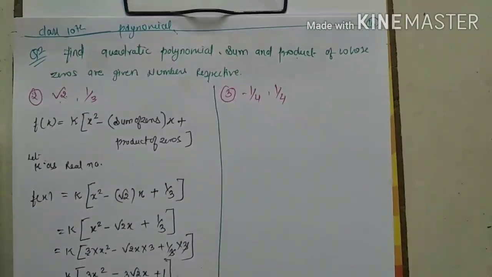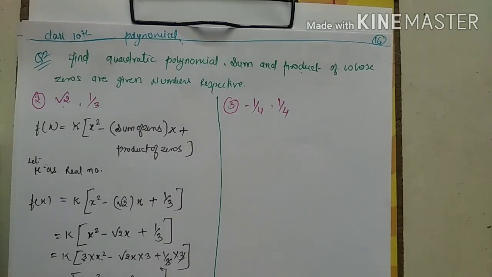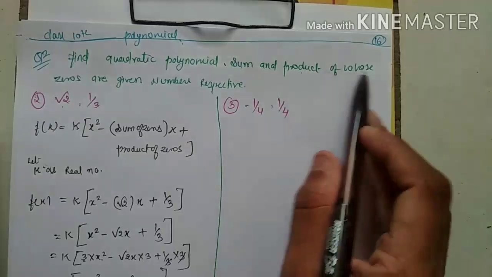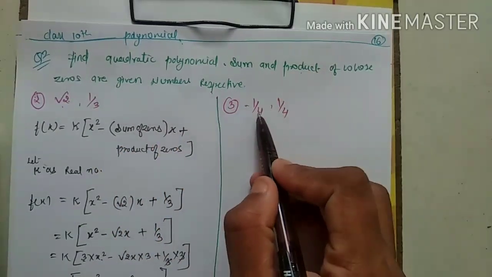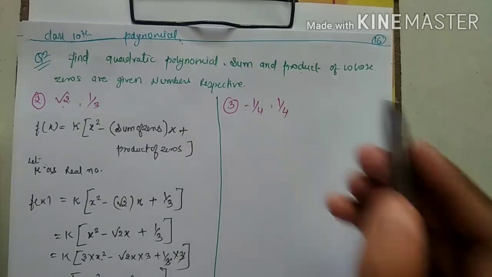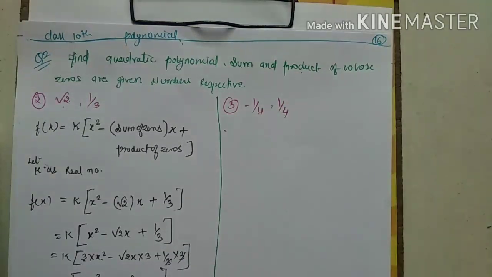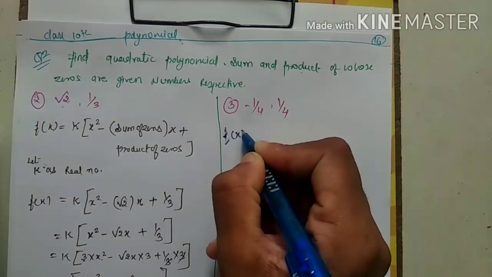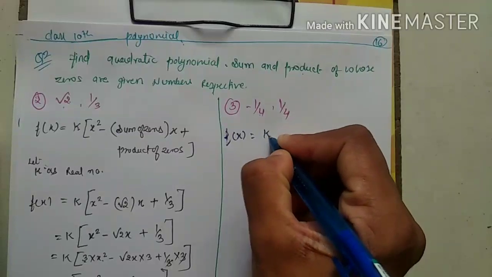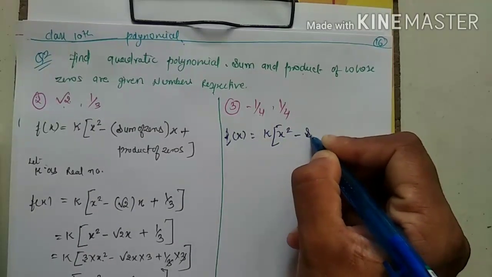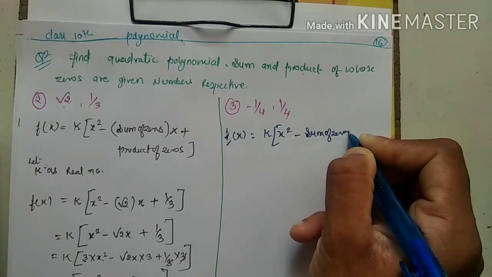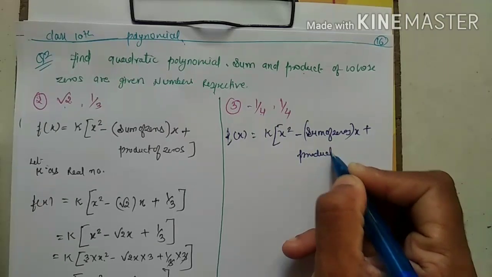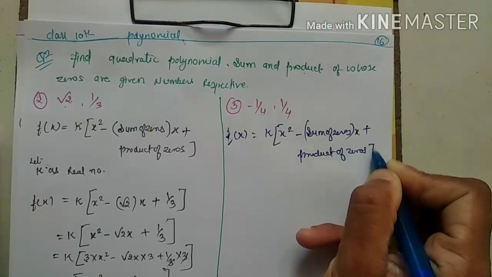Now come to the third question. In the third question I have taken 1 minus 1 by 4 and 1 by 4. As you know, find a quadratic polynomial whose sum and product of zeros are given respectively. So this one is the sum of zeros, this one is the product of zeros. As you know, the formation of that quadratic equation is f(x) equals k, a constant, times x square minus sum of zeros into x plus product of zeros. Is it clear?